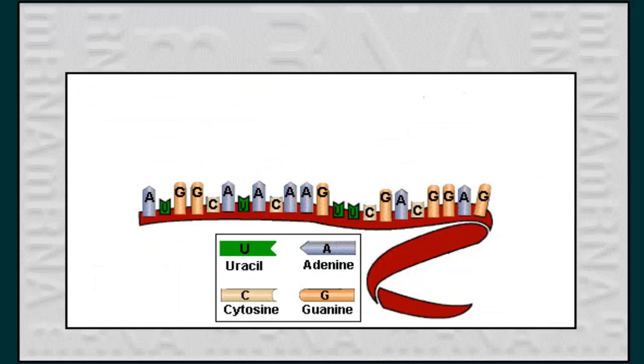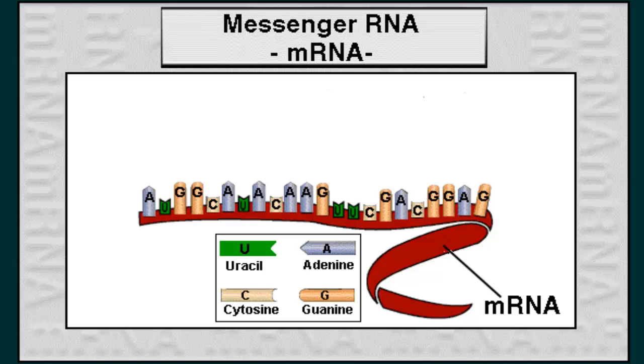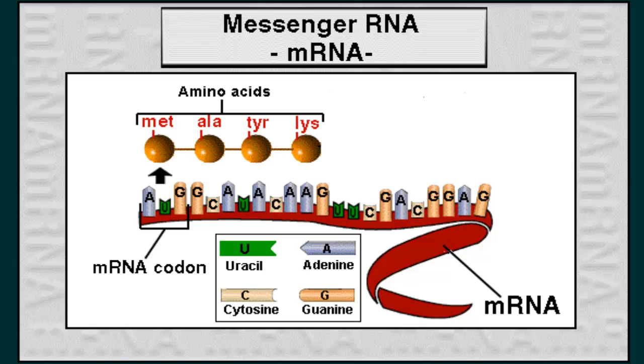An RNA molecule that copies the DNA code for a polypeptide is called messenger RNA, or mRNA, because it serves as a genetic messenger between DNA and the protein-making machinery within the cell. Each group of 3 nucleotides on the mRNA molecule makes up a codon. Each codon specifies an amino acid. Thus, the sequence of codons along the mRNA strand will be decoded into a sequence of amino acids, forming a polypeptide chain.